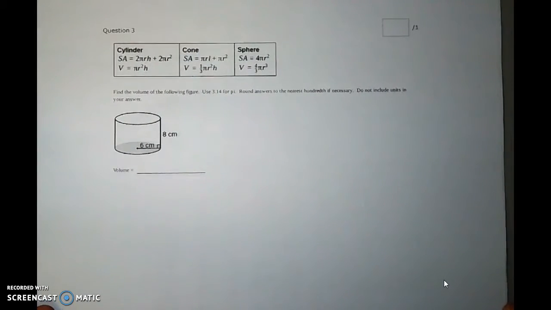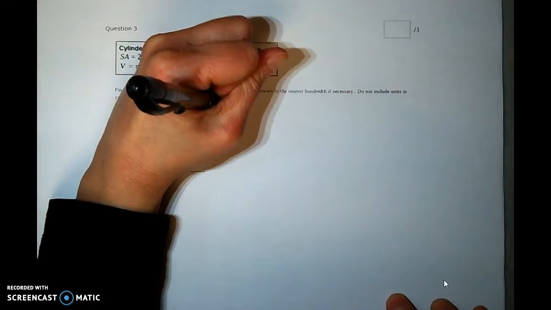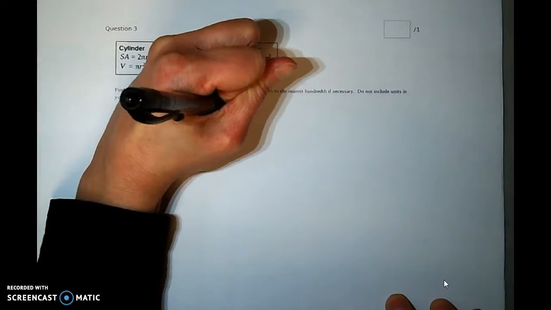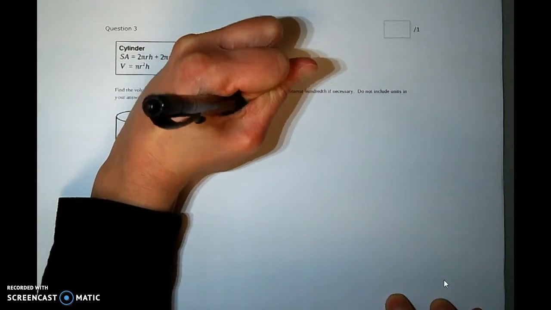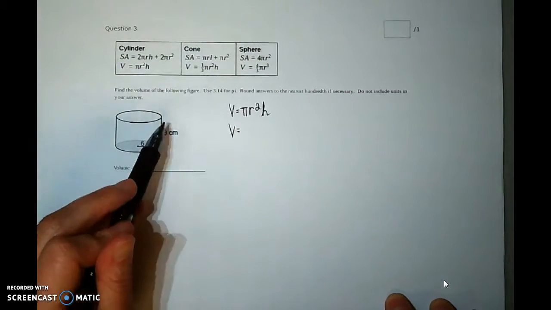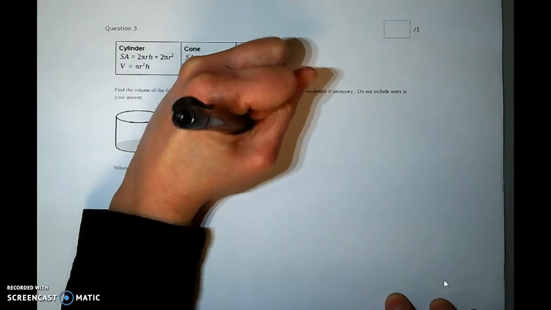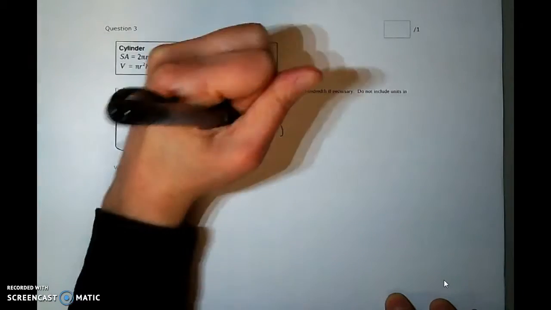For the next problem, now we're moving on to volume of a cylinder. Now when we find volume of a cylinder, it's a little bit different. We're going to do volume equals pi r squared h. So it's a little bit less work than when we're finding our surface area. There's less to plug in. I can see that my radius is 6 and my height is 8. And pi, just like every other problem, we're using 3.14.